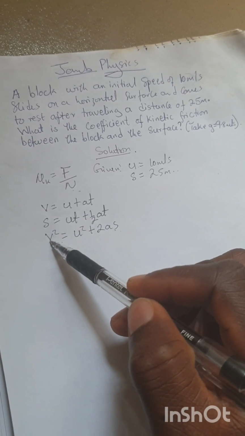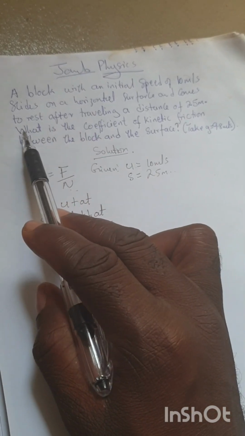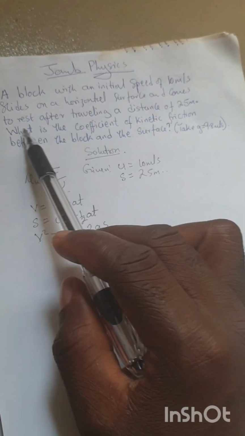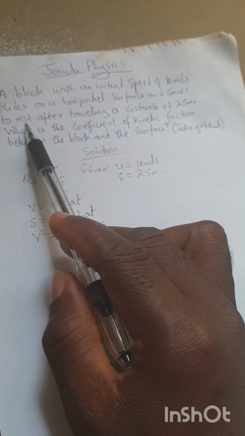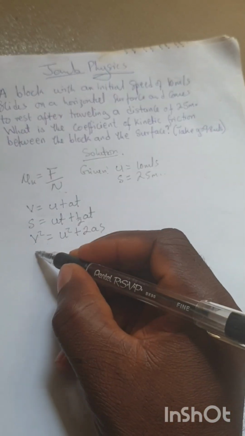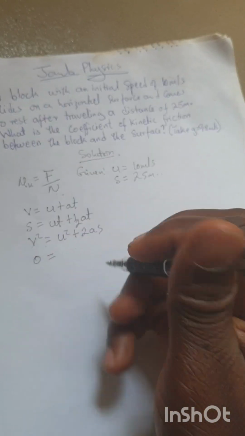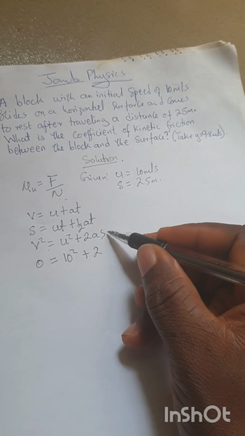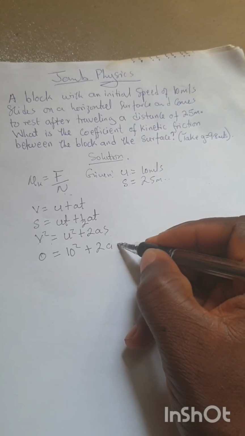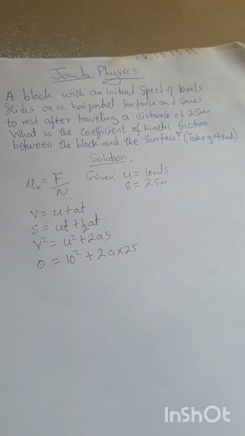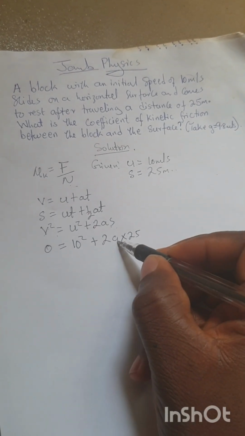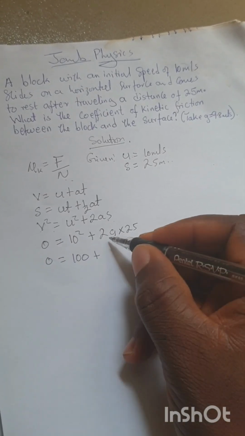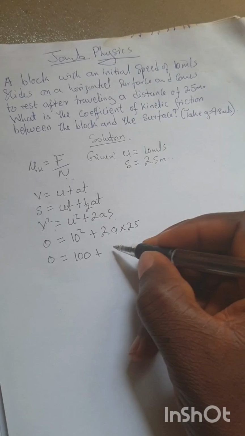But there's no v. Here v is the final velocity and u is the initial velocity. The final velocity is 0 because they say that the block comes to rest. So v equals 0, which equals u, here 10, squared, plus 2 times a times s. There is no a given, but there is an s given, which is 25. So definitely we are looking for a now. So 10 squared is 10 times 10, which is 100, plus 25 times 2, which is 50.